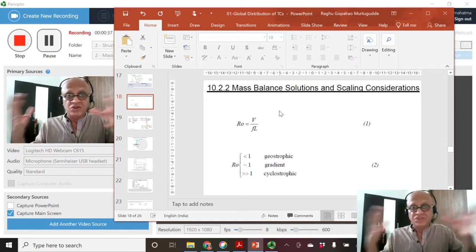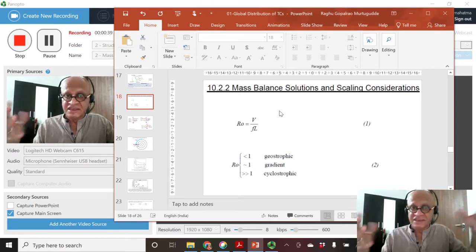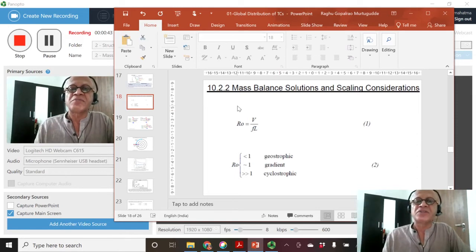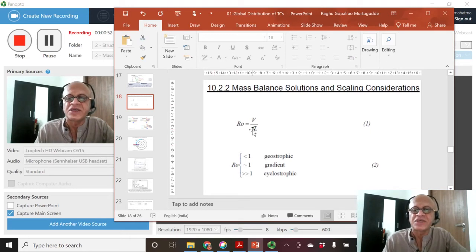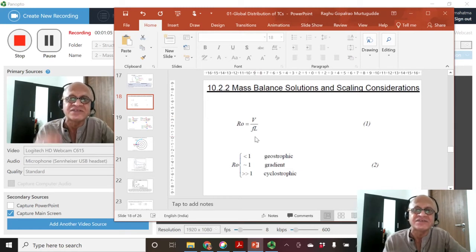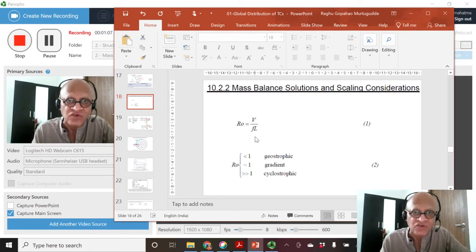Assume that it's grown and it's in steady state, which is a simplifying assumption. One of the critical non-dimensional numbers for looking at balances is the Rossby number, which some of you may have already heard of. Simply, it's the ratio of inertial to Coriolis force, or you can also think of it as V over L divided by F, where F is the planetary vorticity and V over L is essentially the relative vorticity, right?